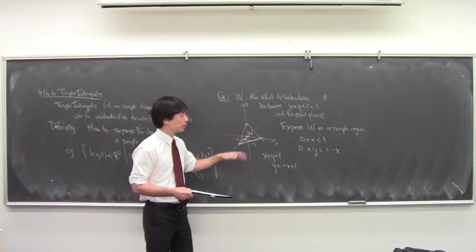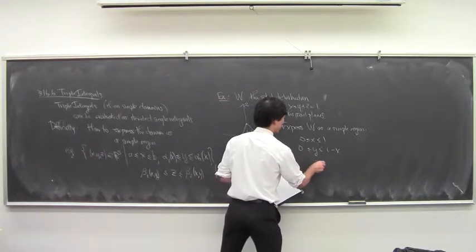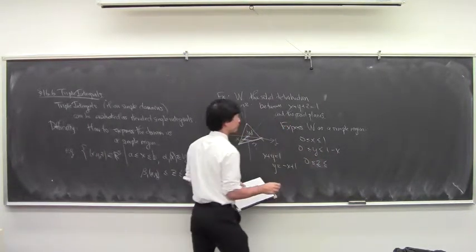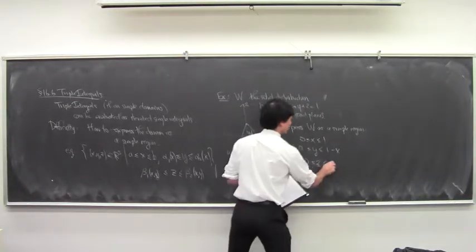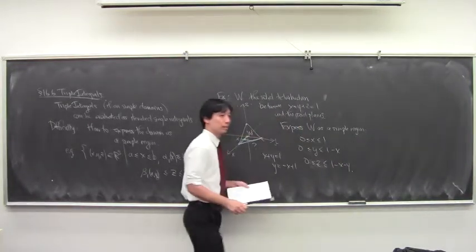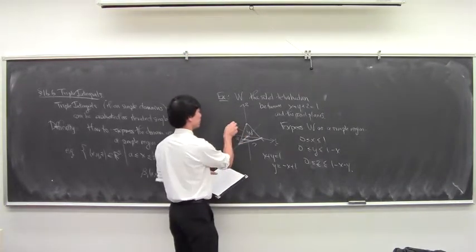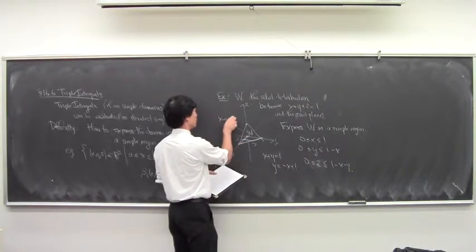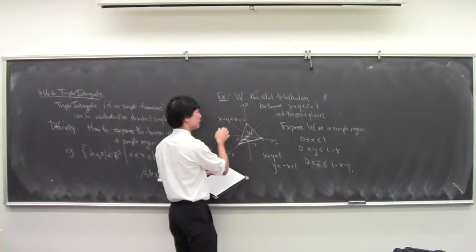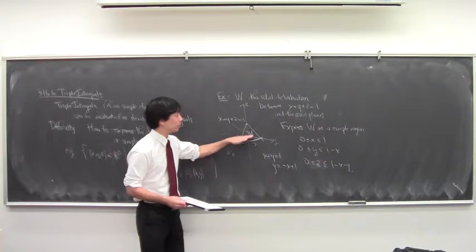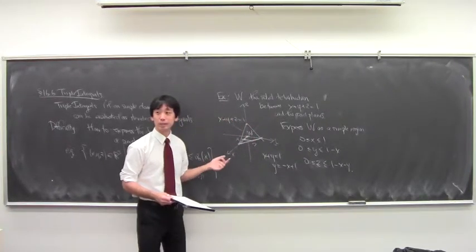And then all you have to do is describe z. What's z? Z goes from 0 to 1 minus x minus y. Exactly. 1 minus x minus y. Because the plane here is described by x plus y plus z equals 1, and so the height, z, is going to range from 0 up to 1 minus x minus y.